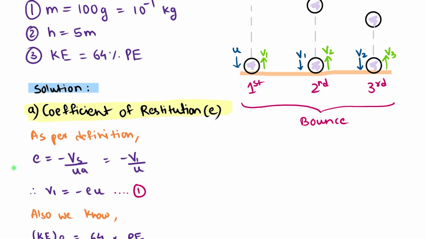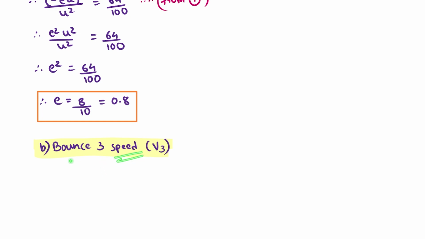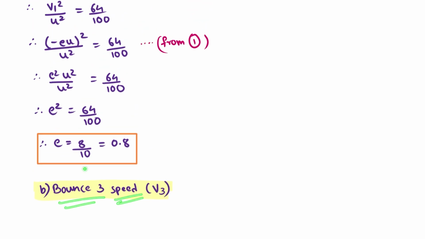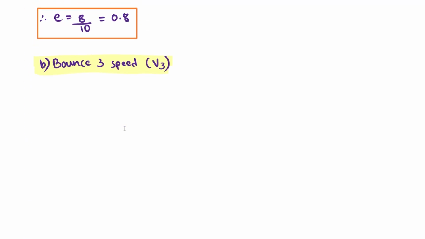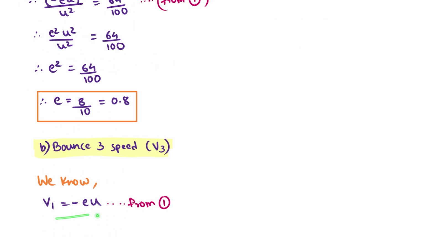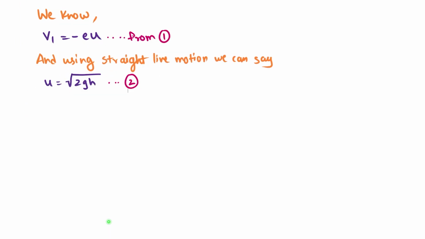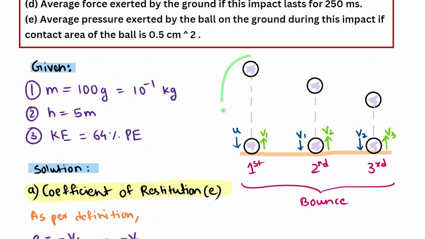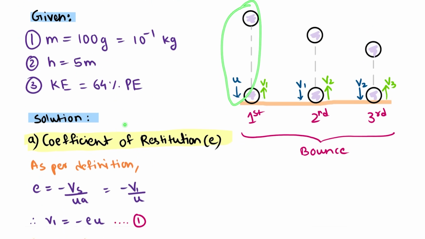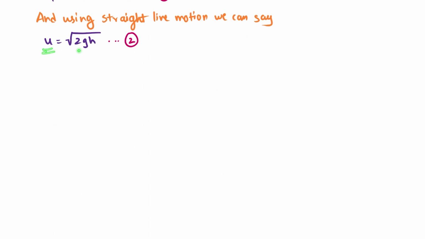Now let us move on to the next part, that is to calculate the speed after the third bounce. So in our diagram, it would be represented as speed v3. Before we do that, we know that v1 is equal to minus e into u. We just calculated this. And we can also calculate, using the equations of straight line motion, that u is equal to root of 2gh. If you apply the equations of straight line motion for this particular instance, you would get the relationship between u, gravitational acceleration and the height from which it was dropped. So u is equal to under root 2gh.